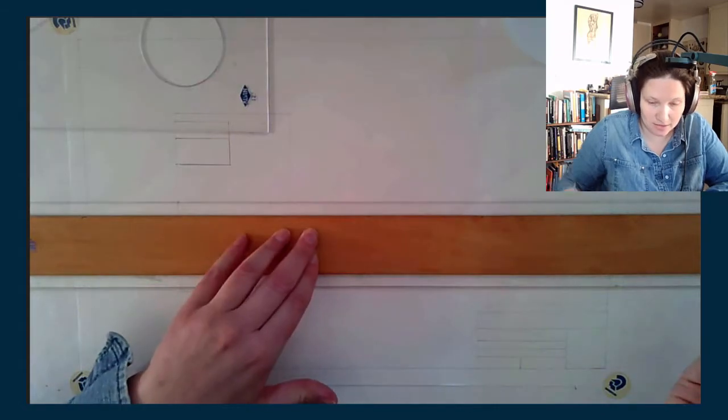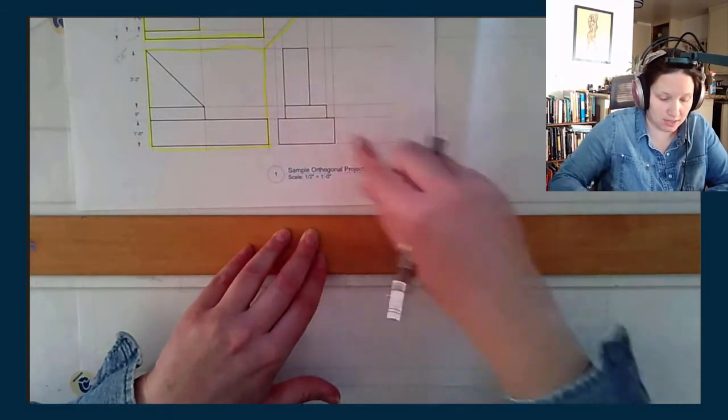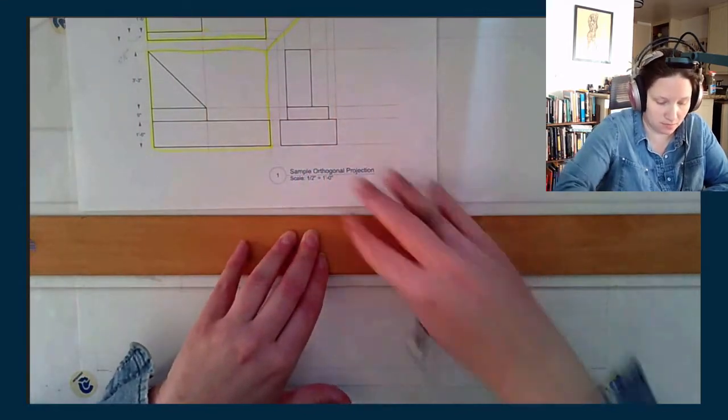I can then go ahead and transfer across my horizontal lines, right?